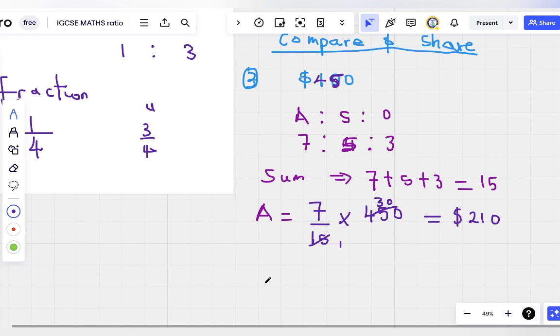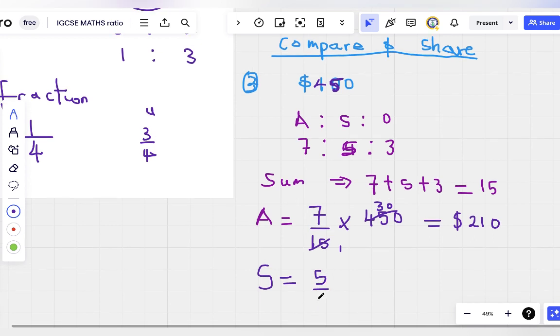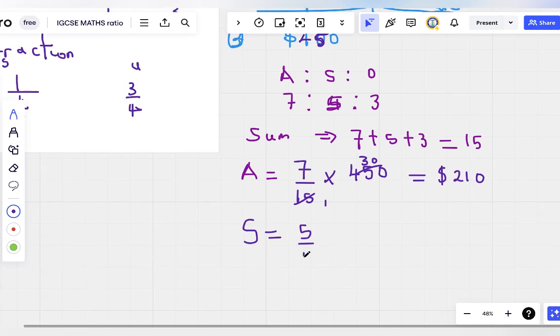Okay, now let's see what Saliu will get. His ratio is 5, right? So we say 5 over 15. The same logic. Multiply by 450, which is the money given to them to share. The money can come from anyone. Maybe they did a job together, but they are told to share in this ratio, okay?